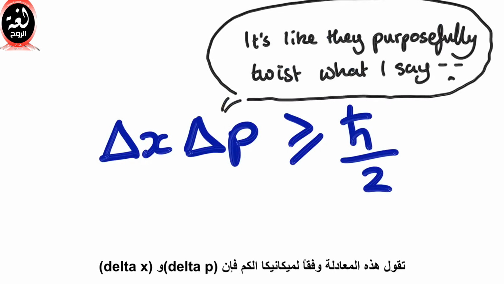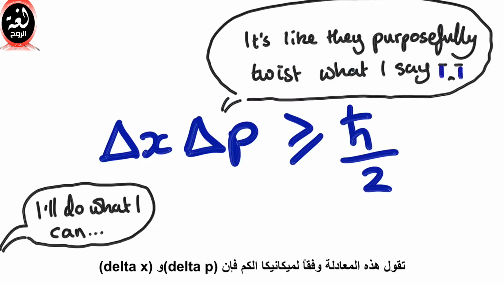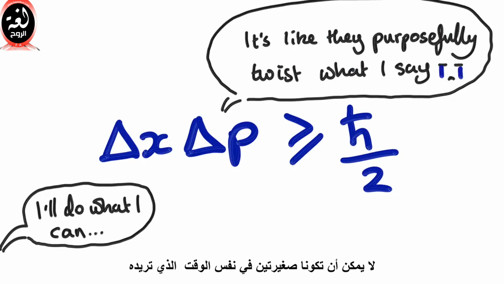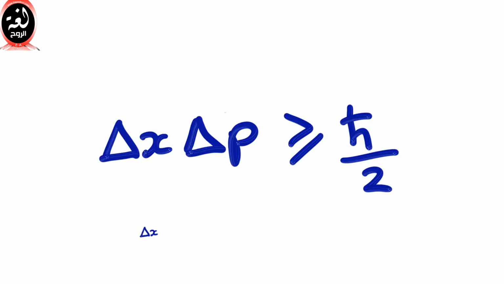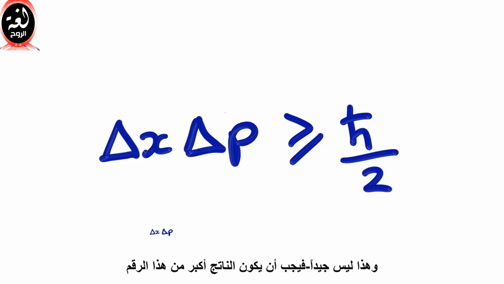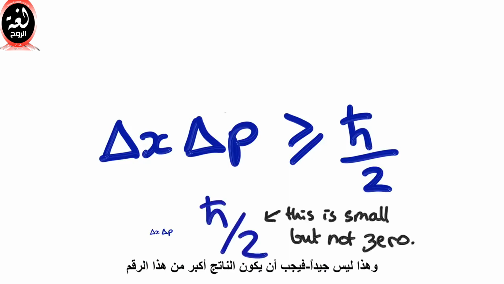What it says is, in quantum mechanics, delta x and delta p can't both be as small as you want. See, if delta x was really small, but so was delta p, their product would be very small, and that's no good. It has to be bigger than this number.